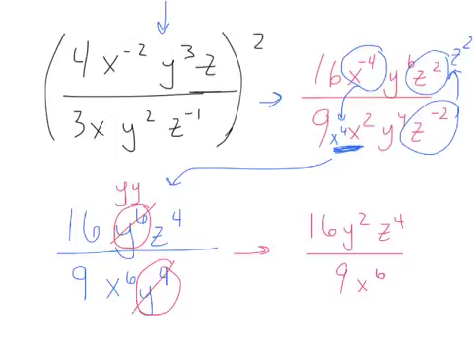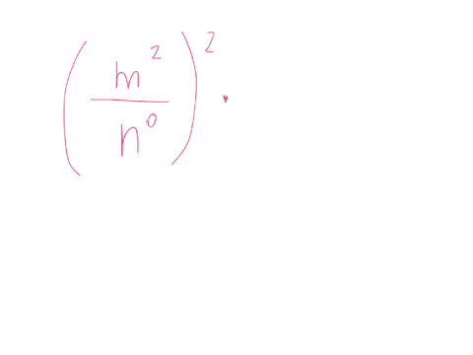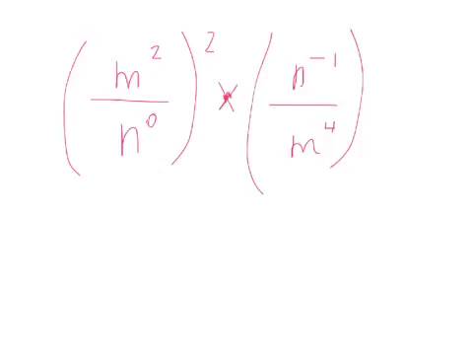What if I had something like this, just to really quickly take a look at this? What if I had a simple example like m to the second over n to the 0, squared, times n to the negative 1 over m to the fourth. What if I had something like this? That's a times symbol in the middle. This is not much different, and don't let the times symbol confuse you, because we didn't do multiplication with this yet, but it's not any different than what we've been doing at all.